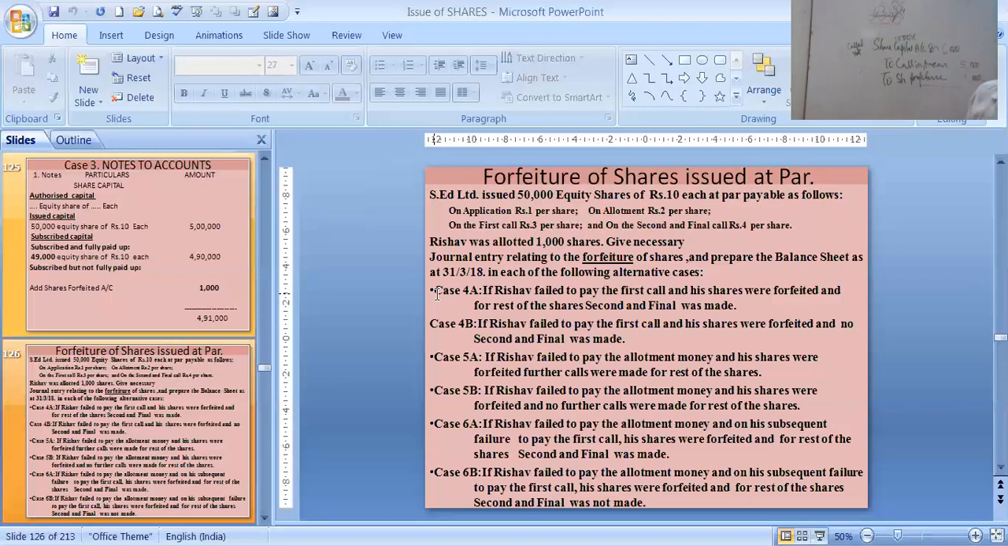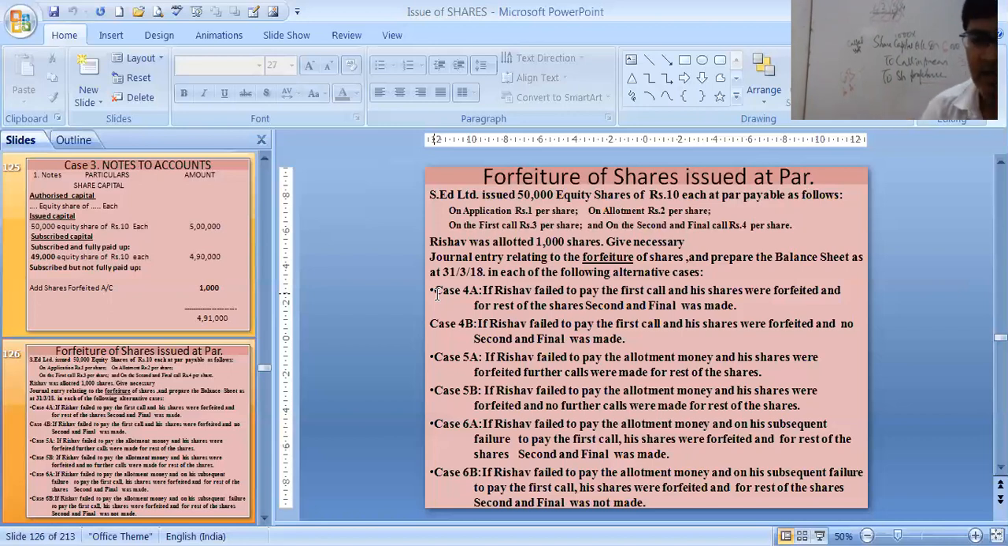Now 6B. If Rishabh failed to pay the allotment money and, on his subsequent failure to pay the first call, his shares were forfeited and for the rest of the shares, the second and final call. For 6B, only this is the entry. For 6A also only this is the entry because they have asked only the forfeiture entry. If they would have asked other entries, then I would have made the allotment due and receiving. Then, first call already made, then we will be making the second call entry also in 6A.